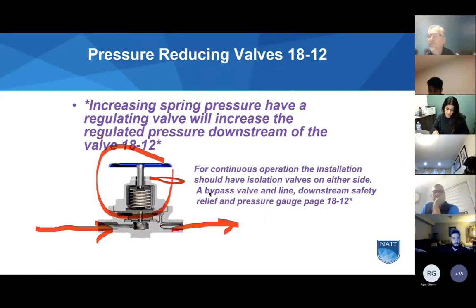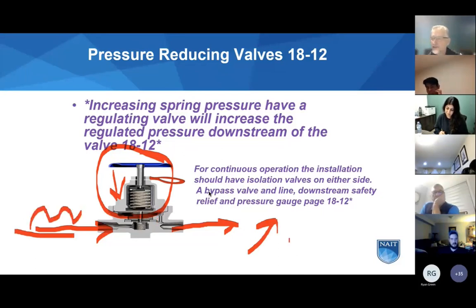Adjustment is done with a stem, often without a handle on it, and the adjustment will be done with a wrench, a certain kind of wrench. If we tighten the spring pressure, we increase the outlet pressure. So it's adjustable. Should incoming pressure be variable, we can make adjustments. Some are automatically adjustable.